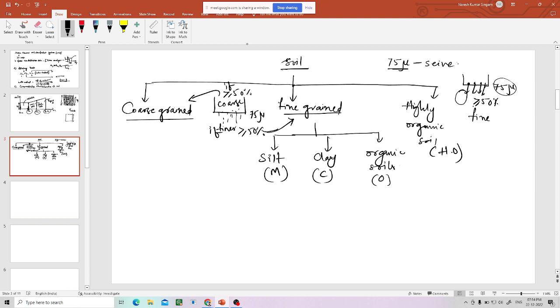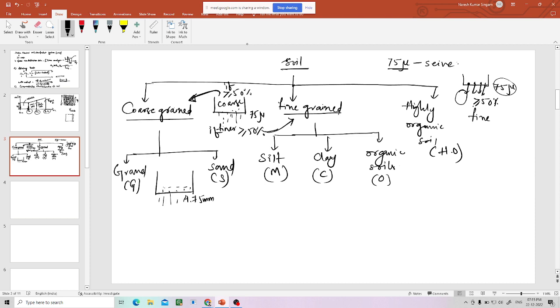So now coming to the coarse grain. In the coarse grain, you understood it is coarse grain because of this condition. Now what are the different types under coarse grain? One is gravel, which is denoted by G. Another one is sand. To find out whether it is gravel or sand, you have to take a 4.75 mm sieve this time. Taking whatever sample you have taken initially, the total sample, again put it here.